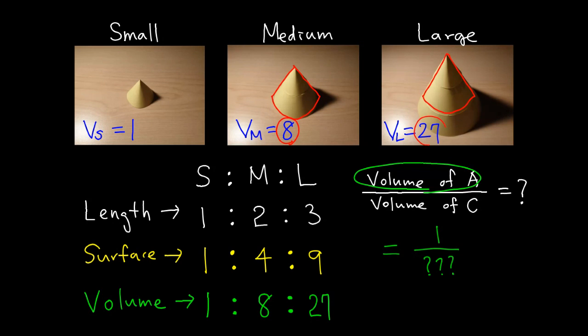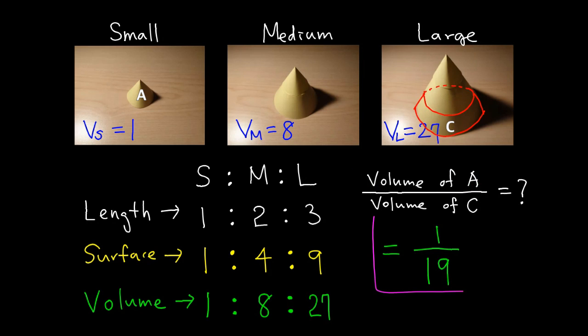So the volume of the large cone, which is 27, minus the volume of the medium cone, which is 8. So 27 minus 8 is 19. That gives you the volume of the solid C at the bottom. So the answer will be 1 over 19. And that's the ratio of the volume of solid A to the volume of solid C.